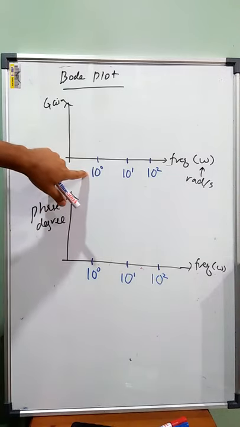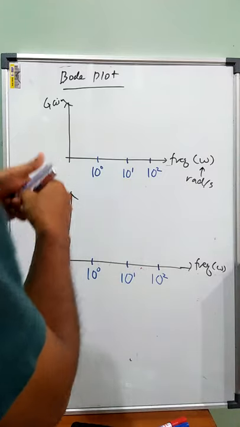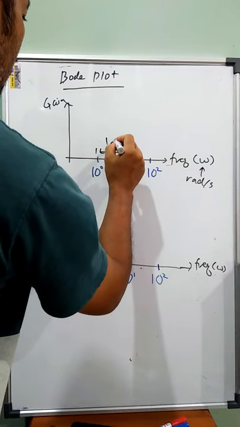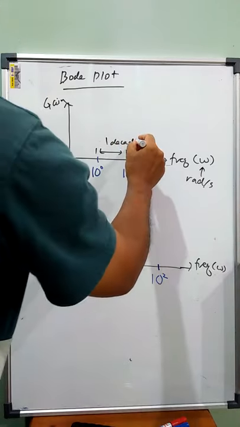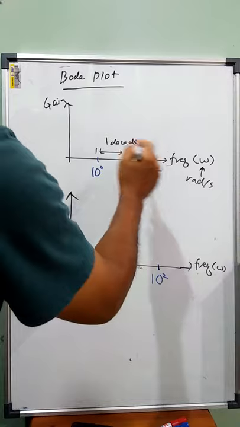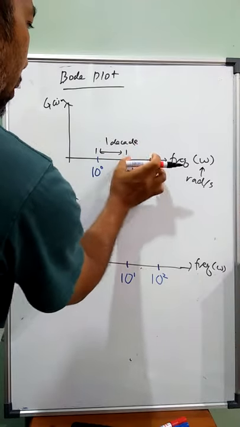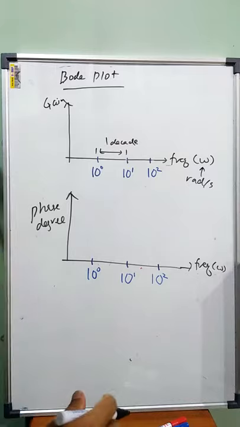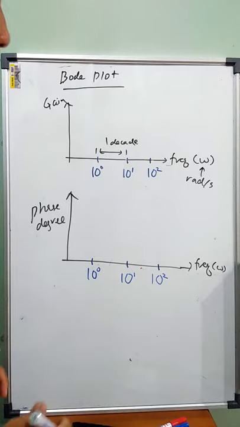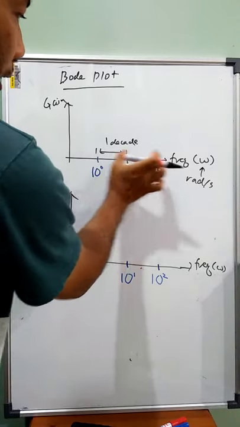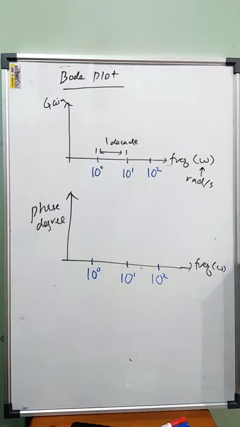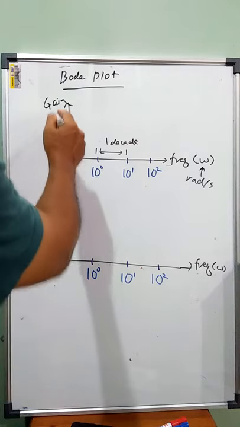The frequency axis is logarithmic. 1 is what, 10, so it means one decade. We use one decade per step because we want to plot a wide range of the frequency spectrum. So we can plot various frequency spectrums. This one is for phase in degrees, and that is for gain.